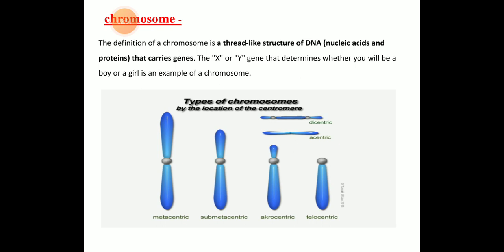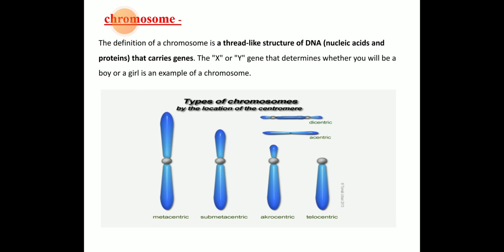And the last is the telocentric type of chromosome. In this telocentric type, the centromere is found at the end of the chromosome, meaning no P arm exists. This type of chromosome is not found in humans. Okay, so this is all about the types of chromosome by the location of the centromere.